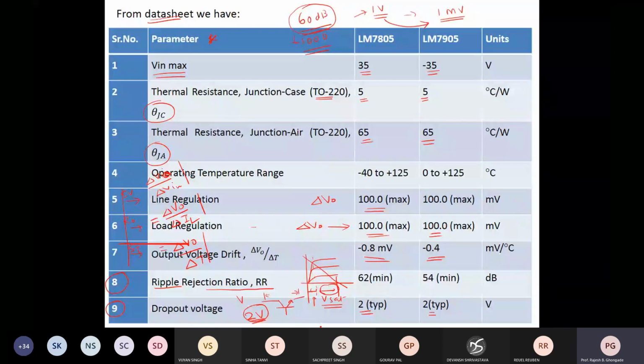So we have this dropout, and even if this dropout is 2 volts, and I am passing about 1 ampere, what is going to be the power dissipation across the device? Guys, the collector current is 1 ampere, VCE is 2 volts. What is going to be the power dissipation across the device?